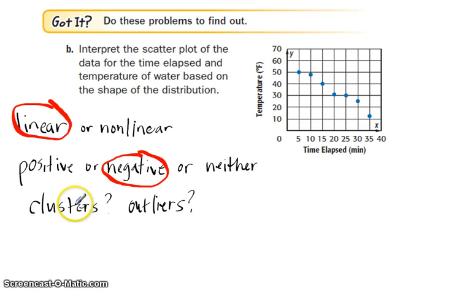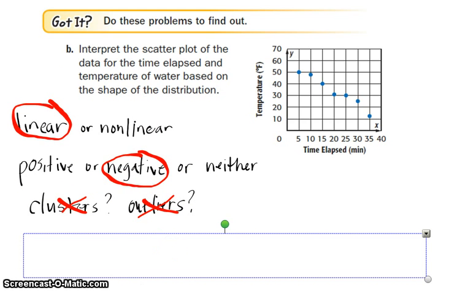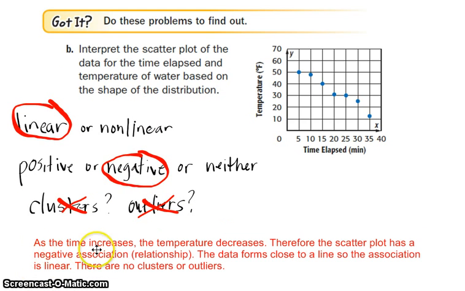Okay? Are there any clusters or outliers? No, there aren't any clusters or outliers. Now, once you do that part, this can help you write your final answer. This is not your final answer. Look what I have for my final answer here. As the time increases, the temperature decreases. Therefore, the scatter plot has a negative association or relationship. As this increases, the y decreases.